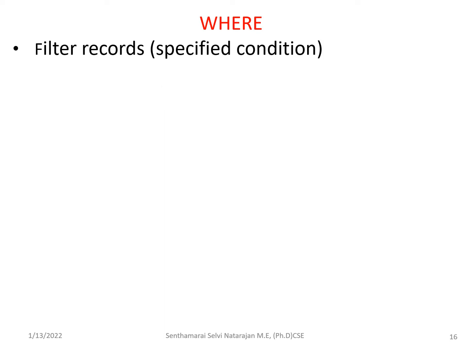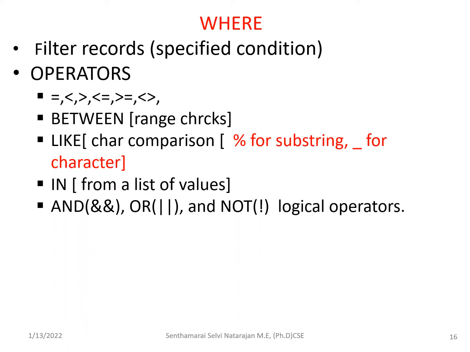Okay. So regarding the where clause, as I've said, it is used to filter the records based on some conditions. Then how can you give the condition? It is based on the operators. Some of the operators supported in the where clause are equal to, less than or equal to, and the between operator, which is used for range checks. Like is an operator used for character comparison. In that, if you use the percentage symbol, it is used for substring comparison, and if you use the underscore symbol, it is for single character comparison.